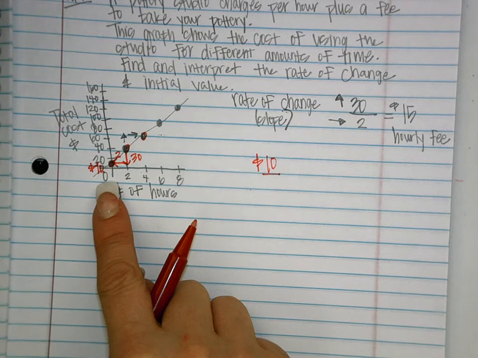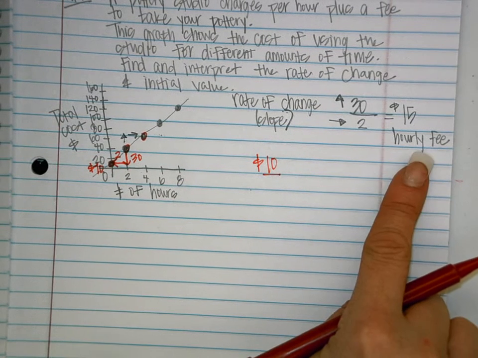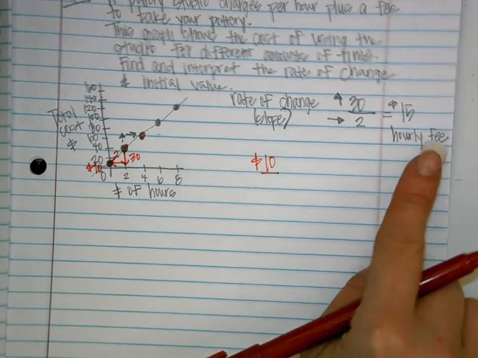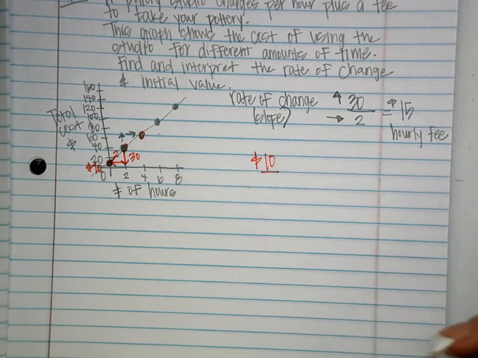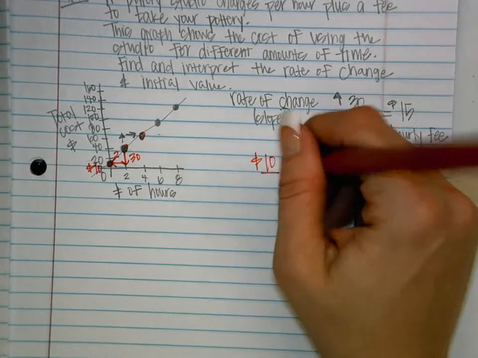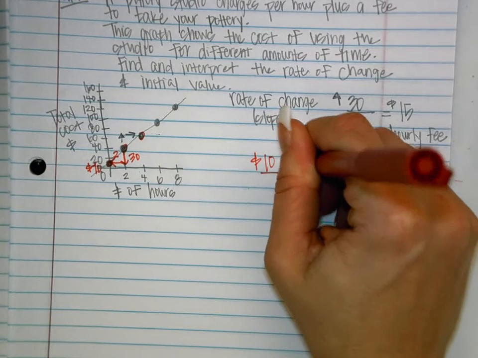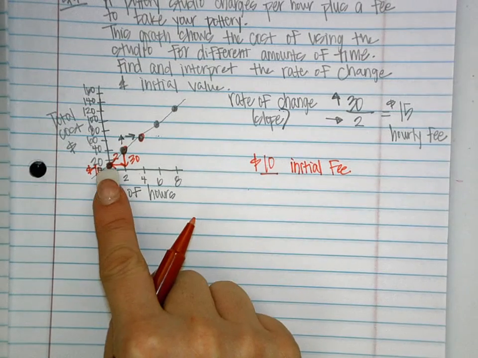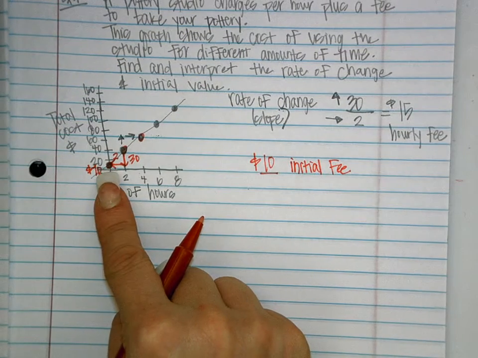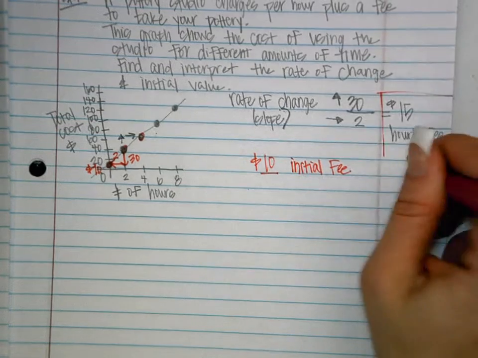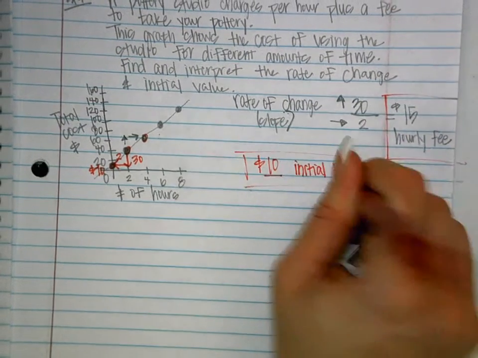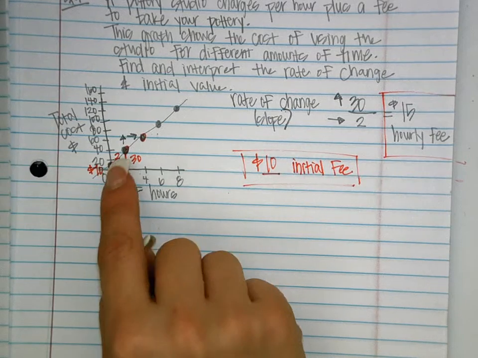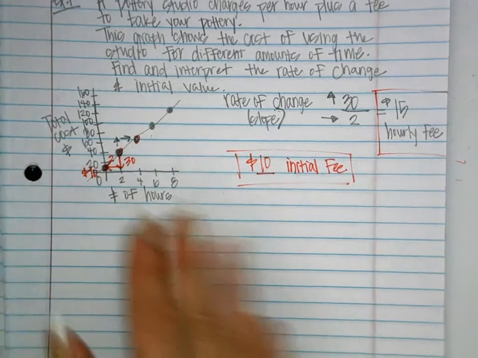So initial value means what? Is that your hourly fee, or is that your starting value? Starting value. So $10 is the initial fee. Okay, so initial value is where you start. Initial means where you start. Okay, so we're figuring out those two parts. So you can also go backward. A lot of times we're starting at something and we're moving up, but we can always move to the left as well.